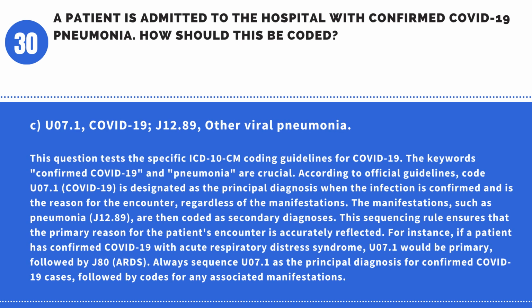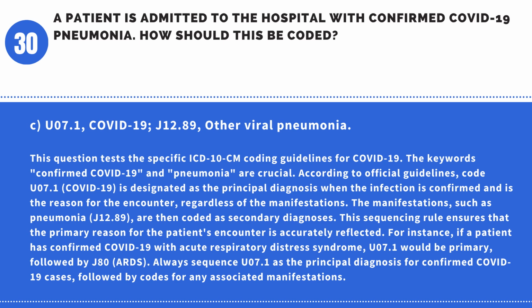Answer C. U07.1, COVID-19, and J12.89, other viral pneumonia. This question tests the specific ICD-10-CM coding guidelines for COVID-19. The keywords confirmed COVID-19 and pneumonia are crucial. According to official guidelines, code U07.1, COVID-19, is designated as the principal diagnosis when the infection is confirmed and is the reason for the encounter, regardless of the manifestations. The manifestations, such as pneumonia, J12.89, are then coded as secondary diagnoses.